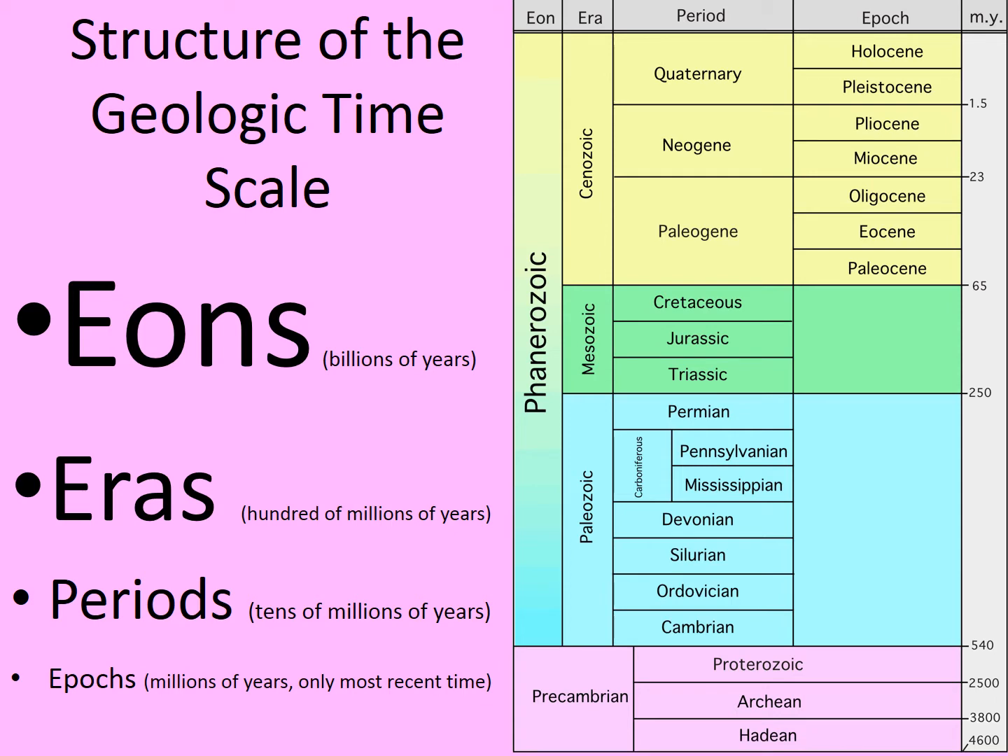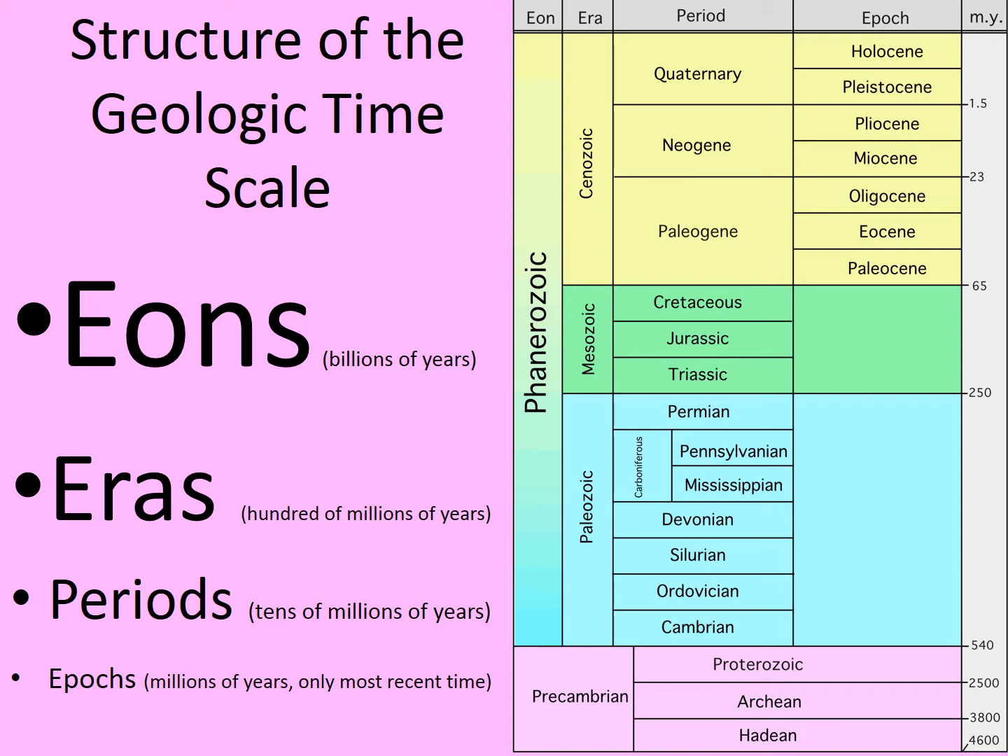So first, when we're talking about geologic time, we need to talk about the divisions of time. So like we divide time into things like decades, years, months, weeks, days. So in geologic time, they do the same thing. They divide it into big chunks of time called eons, smaller chunks called eras, then periods, and then epochs. Now epochs, if you notice in the picture, are only found in that most recent era, the Cenozoic era.